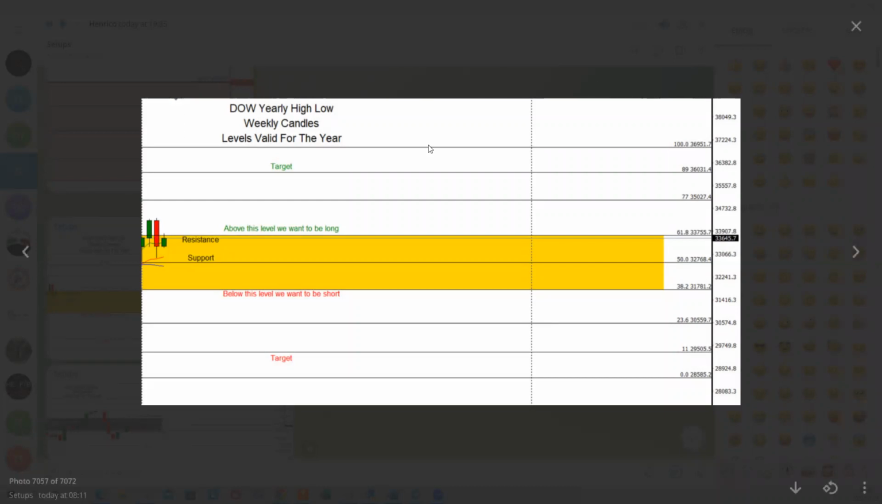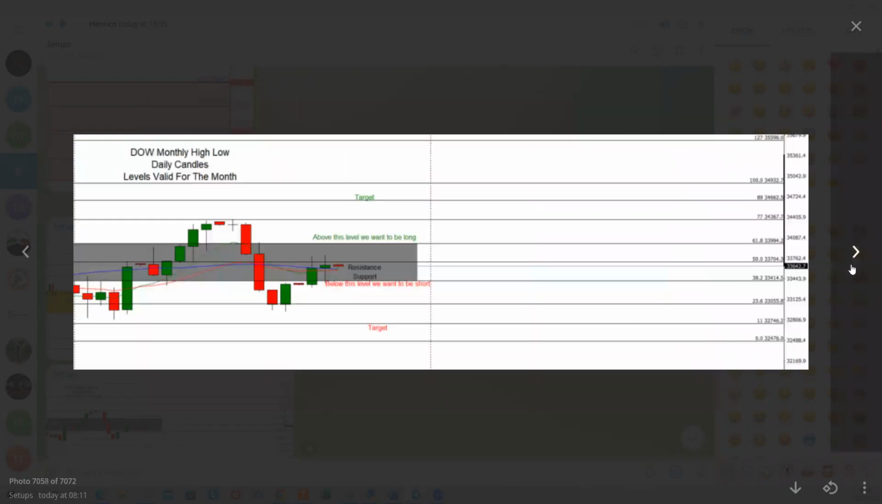So in front of us, we have the Dow yearly high-low, currently between levels of 61.8 and 50 as support resistance. If you look at moving averages, 8 is above 21, above 50. That's indicating trend is up. So with that, we are still aiming for that 89 target level.